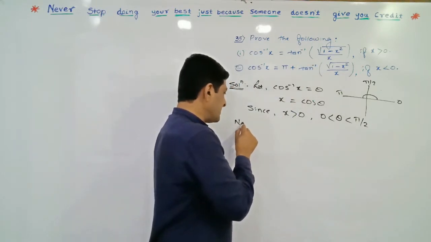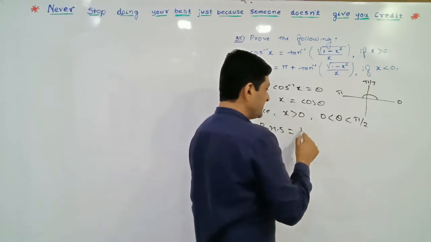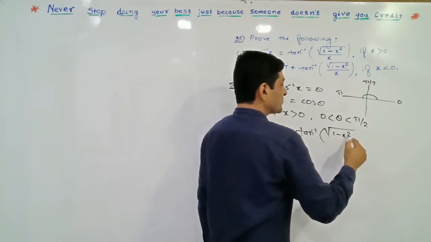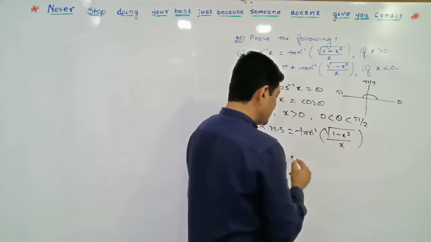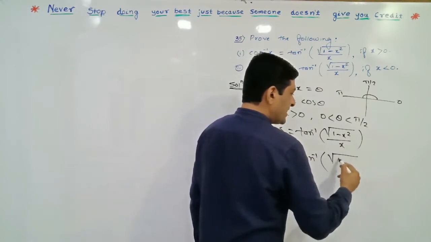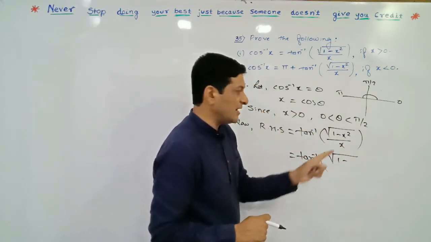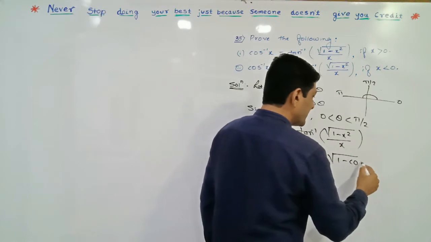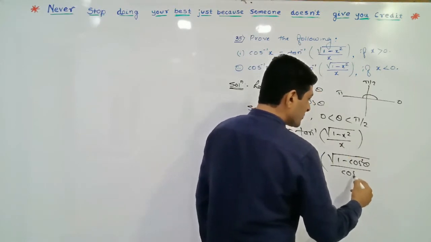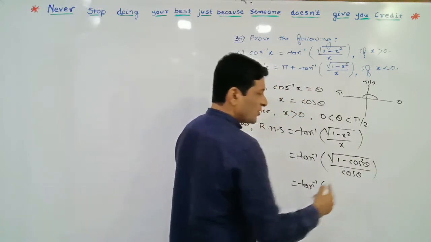Now we are considering the right hand side. What is the right hand side here? Tan inverse of under root 1 minus x square upon x. So this is equal to tan inverse, keep it as it is, under root 1 minus, and now I am replacing x by its value. What is the value of x? Cos theta. So x square becomes cos square theta, and in the denominator also I am replacing x by cos theta.